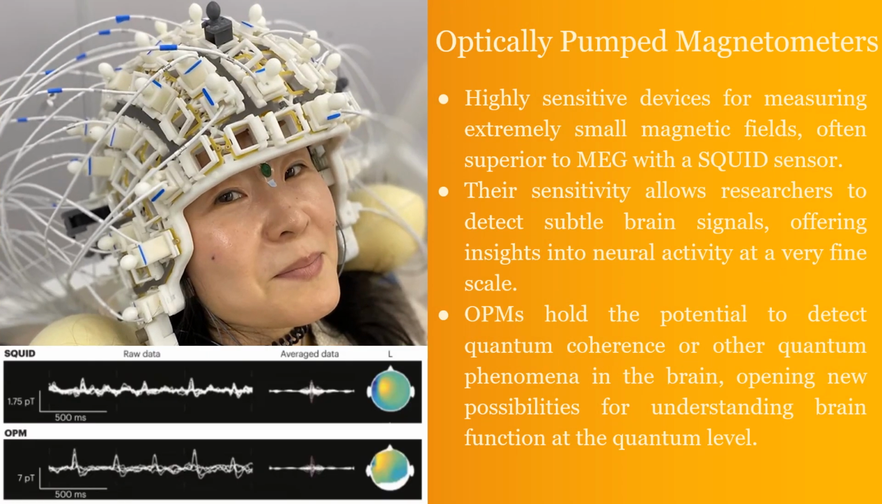Optically pumped magnetometers. Optically pumped magnetometers (OPMs) are highly sensitive devices used to measure very small magnetic fields, superior to MEG with a SQUID sensor. Their ability to detect extremely small magnetic fields allows researchers to measure subtle brain signals that might be influenced by quantum states, providing insights into neural activity at a very fine scale and the possibility of detecting quantum coherence or other quantum phenomena in the brain.